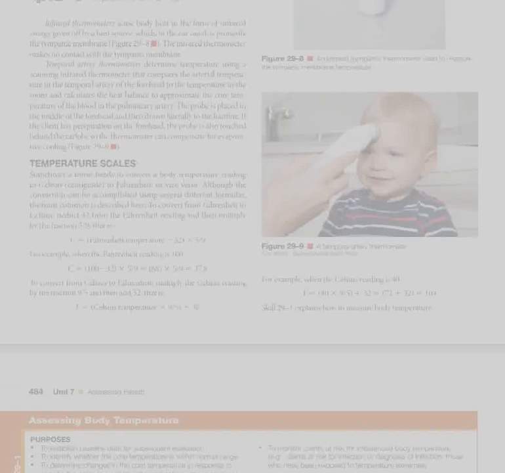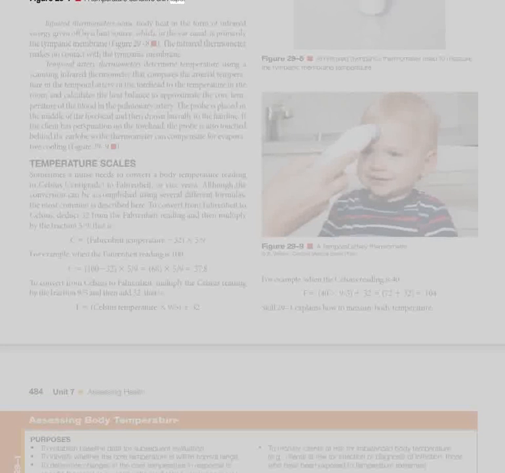Figure 29-7, a temperature-sensitive skin tape. Figure 29-8, an infrared tympanic thermometer used to measure the tympanic membrane temperature. Figure 29-9, a temporal artery thermometer. Copyright A. Wilson/Custom Medical Stock Photo.